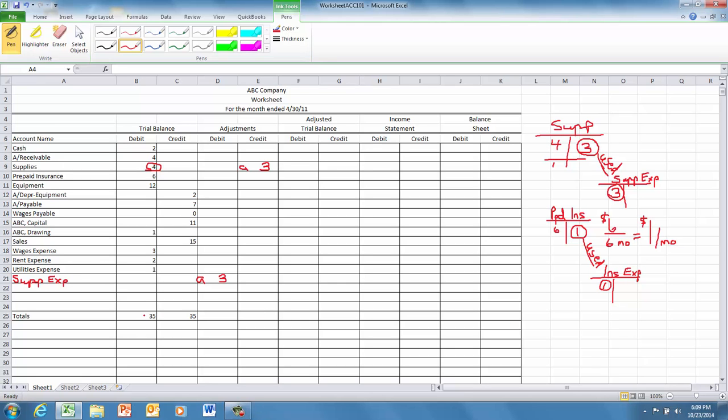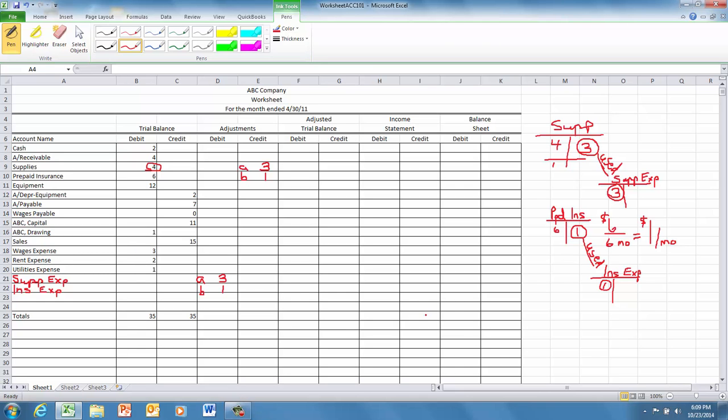Okay, so here I need to credit prepaid insurance. So I put my little letter B and $1 in there, and I need to debit insurance expense. Okay, I don't have an insurance expense, so once again, I just add it to the bottom here. Letter B and my dollar.